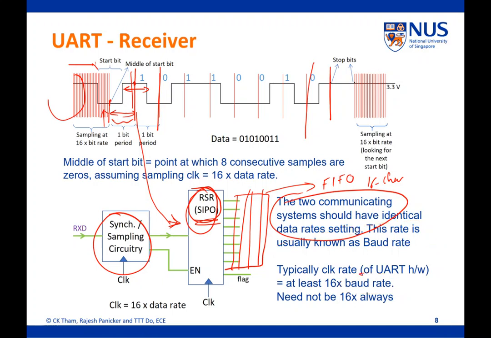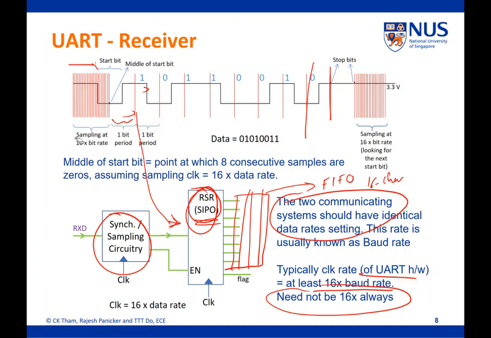The typical clock rate used is at least 16 times the baud rate, but it need not always be 16 times. There could be systems which use 64 or 32, etc. Which means if you are using 64, you will be sampling the incoming line 64 times a second to find the middle of the start bit. But 16 is good enough for most practical purposes.